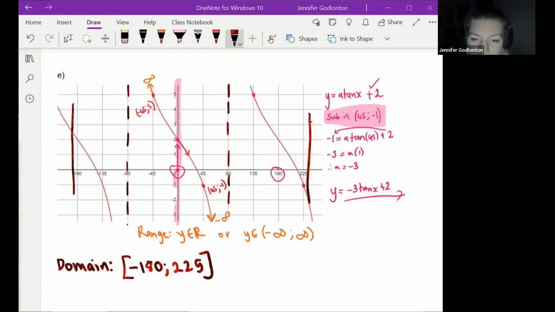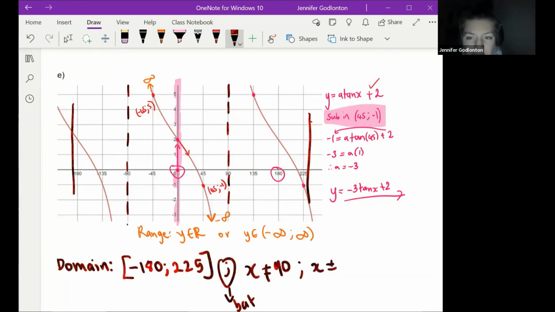Good, Portia, yes. But remember that x is not allowed to equal 90 and x is not allowed to equal -90 because those are where our asymptotes are. Remember the friend zone, guys. You need to exclude the friend zone. Exclude the friend zones. We don't want them.